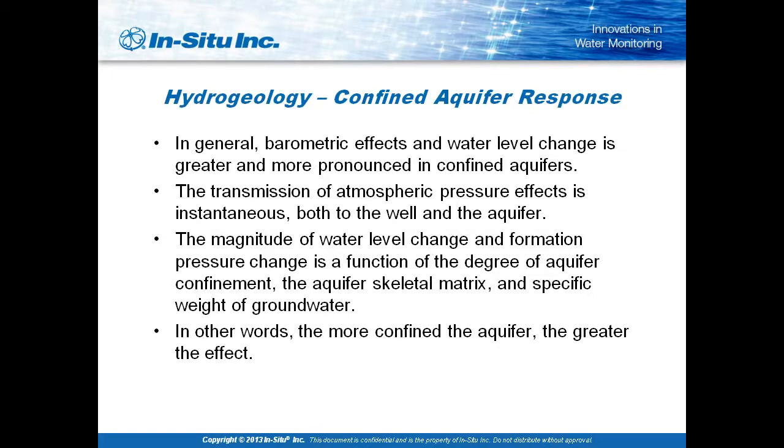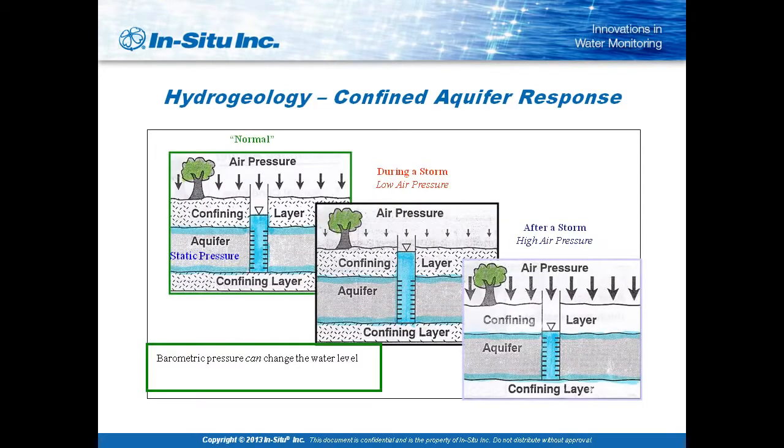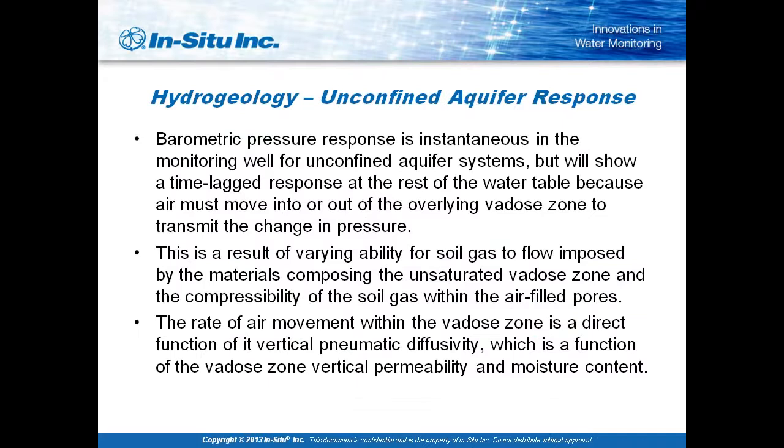In general, barometric efficiency and water level change is greater and more pronounced in a confined aquifer. The more confined, the greater the effect. Here's a nice little way of looking at it. Here you see a normal air pressure, and then a front moves in, and because the front itself is exerting less air pressure, the water level in that well actually rises because I'm not having as much pressure pushing down on it. When the storm is over, it comes back, and the high pressure now pushes that water level back. So it can be very dramatic, as you saw in that earlier slide.